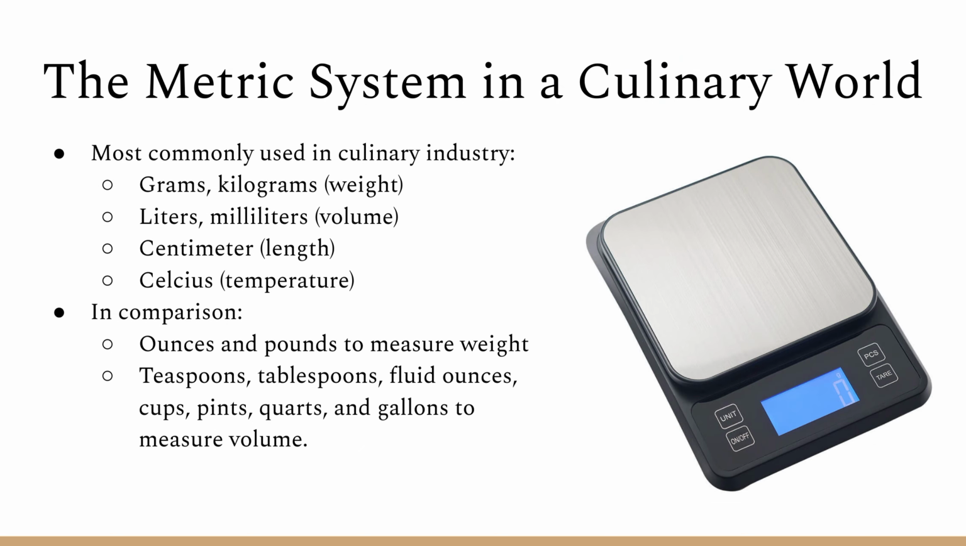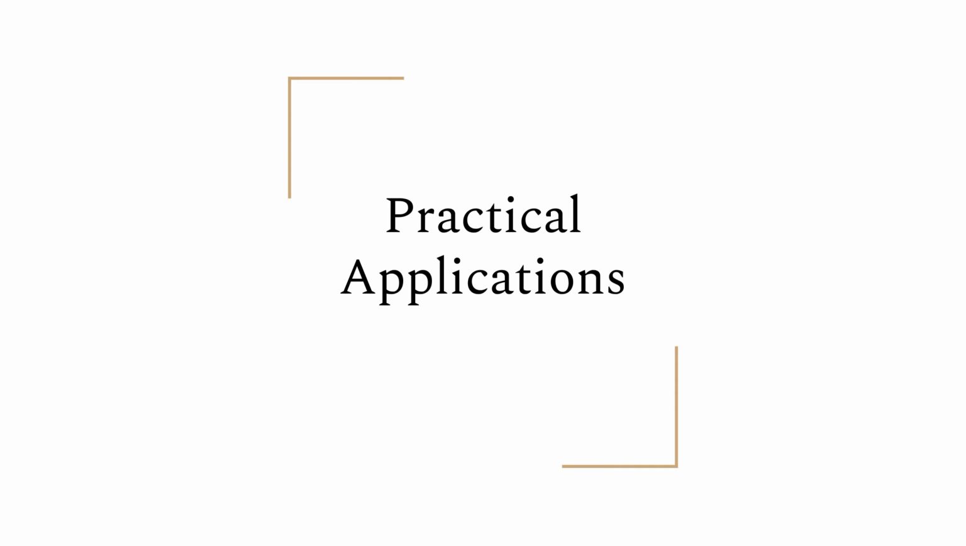And the metric system in the culinary world, the most commonly used units of measurement would be grams, as in kilograms, that's weight. Liters, you might see as milliliters, and that measures volume. Centimeters measures length, and then Celsius is for temperature. And that's in comparison to ounces and pounds that we typically see, or any of the hand tools that we have in the kitchen, as in teaspoons, tablespoons, fluid ounces, cups, pints, quarts, gallons, all that stuff. So these are our more practical applications of culinary math.